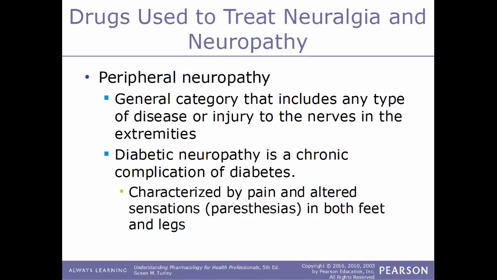This is a general category that includes any type of injury or any type of disease to the nerves that are in the extremities. An example of this would be diabetic neuropathy. And this is a chronic complication of diabetes. This is characterized by pain and altered sensations in both the feet and in the legs.